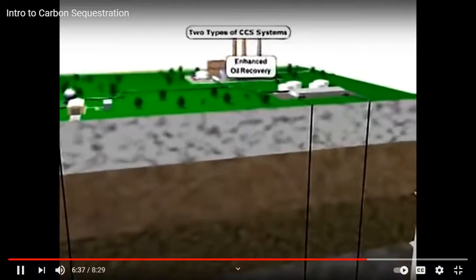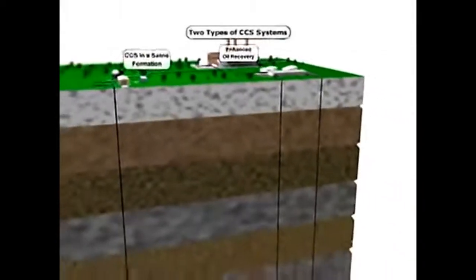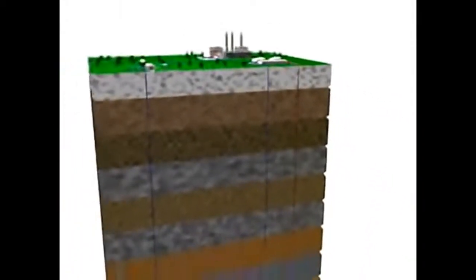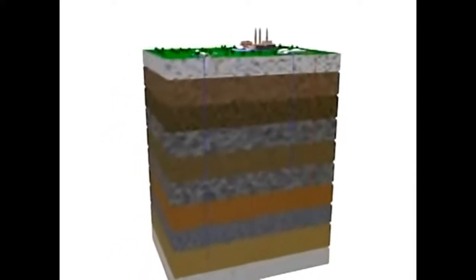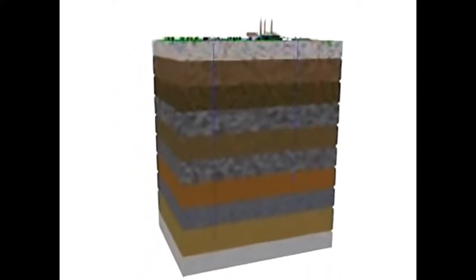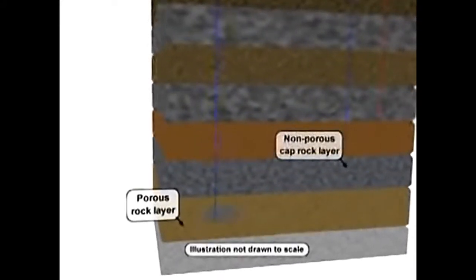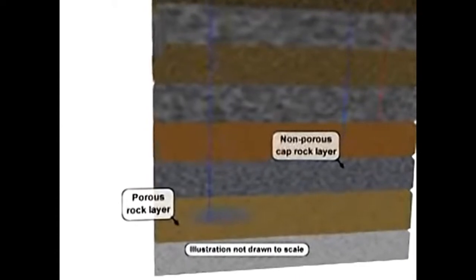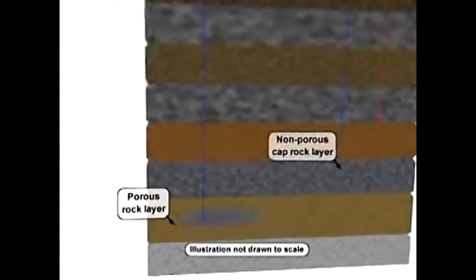CO2 is pressurized, so it becomes like a liquid and is then pumped into a porous rock layer. Because the well is located so deep underground, the natural pressure of the rock layers above it keeps the CO2 in a semi-liquid state. Once injected, it very slowly spreads out into the pore spaces of the rock layer and dissolves into the salty water or brine, which is found in the very deep layers of rock formations.